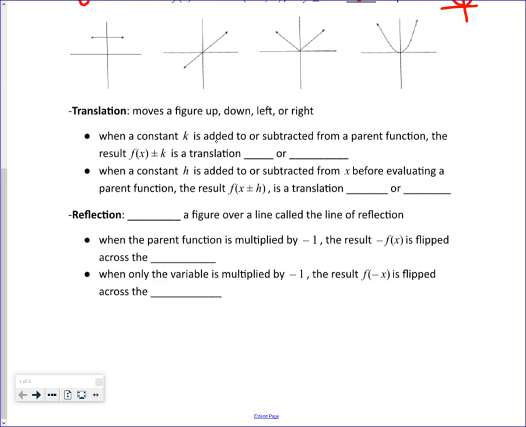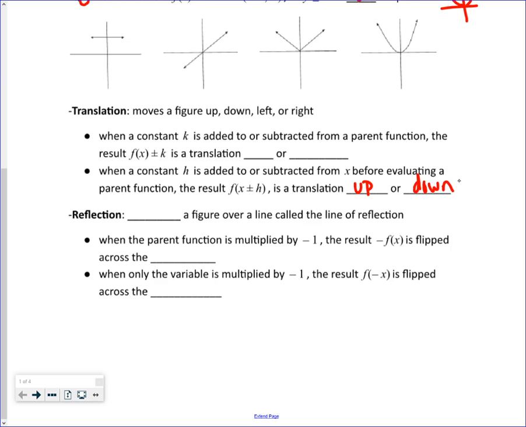When a constant k is added or subtracted from a parent function, the result, f of x plus or minus k, is a translation. Where am I at? Up or down. That's what they're looking for. Up or down. I've never filled in the notes before. I've only ever given you the info, so I'm trying to figure out what I'm missing for you.